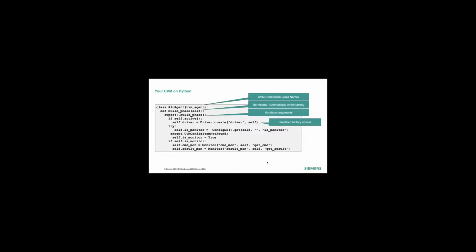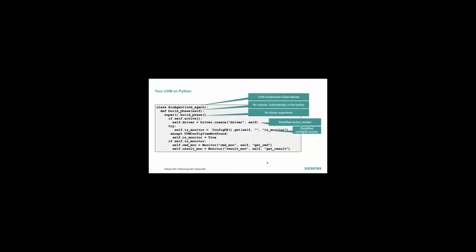We just say class name dot create. There's no colon this, colon that, colon type ID create. You just use it directly. The same thing with the config.db. It's simpler, and you can just do a config.db get.